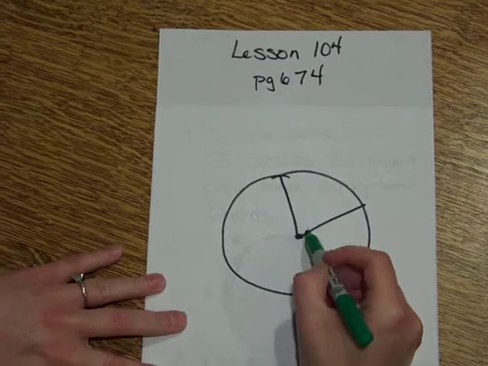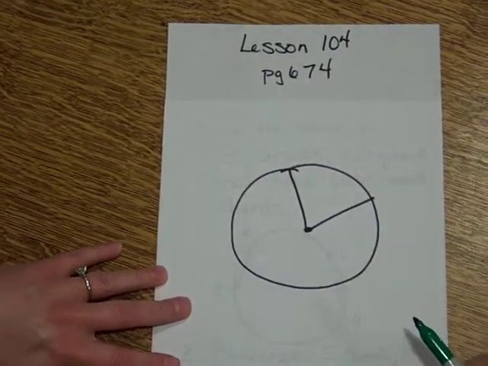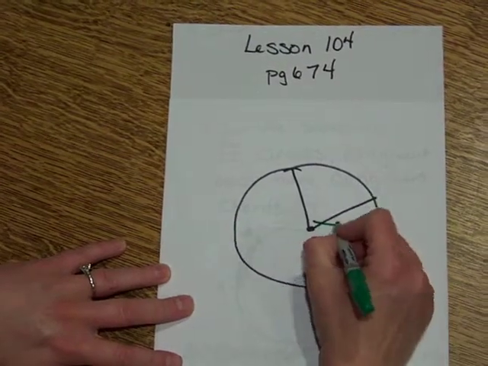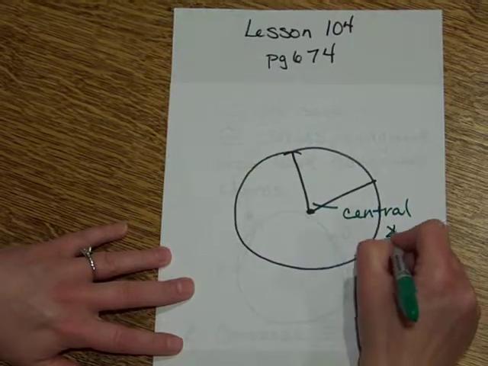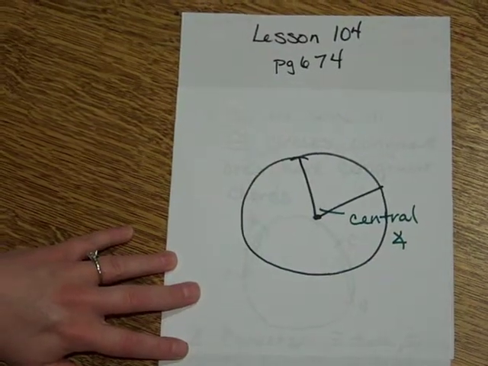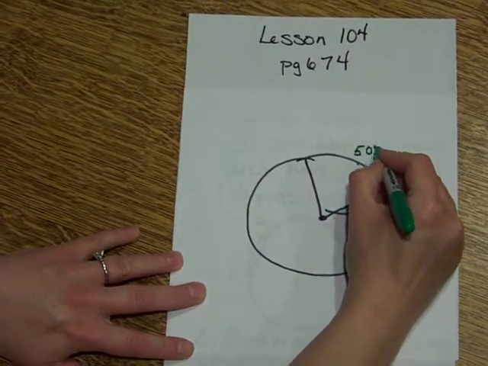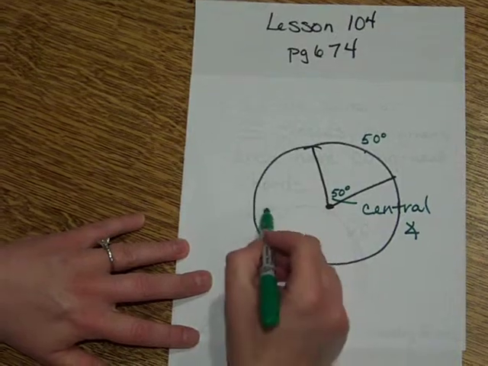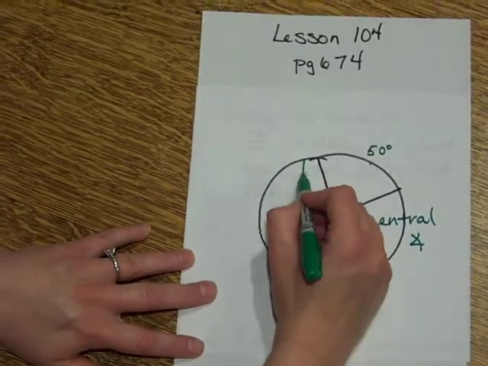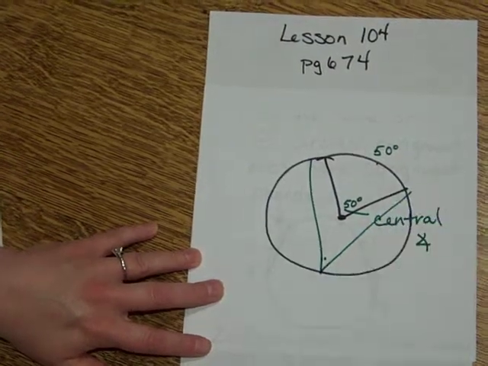A type of angle that has its vertex at the center is a central angle. A central angle is congruent to the arc it intercepts. So if the arc is 50 degrees, then the angle is 50 degrees. Keep that in mind. That's different from our inscribed angle, which is half of the intercepted arc.